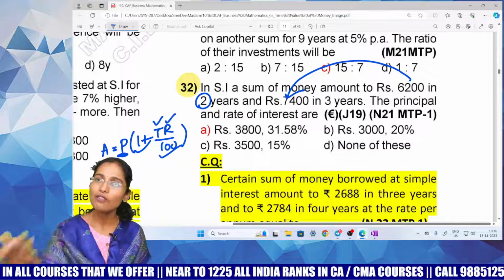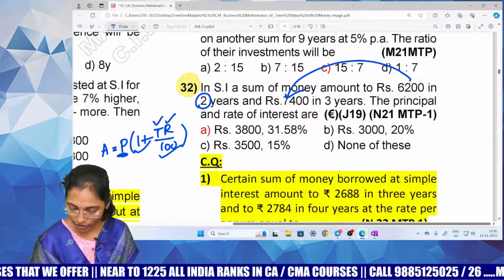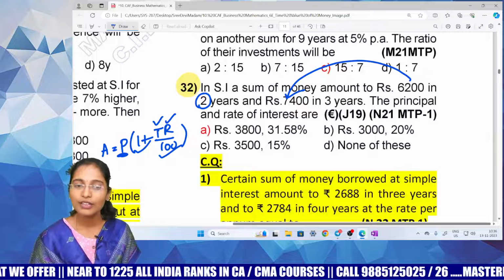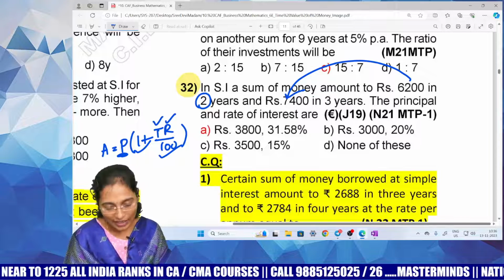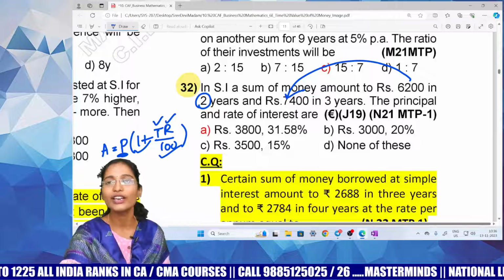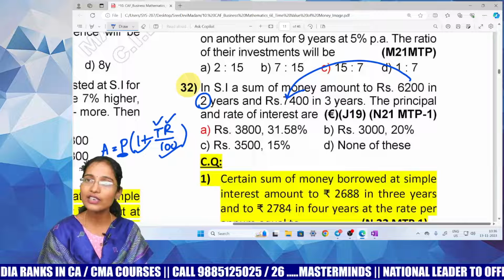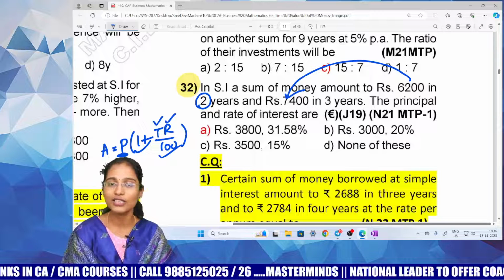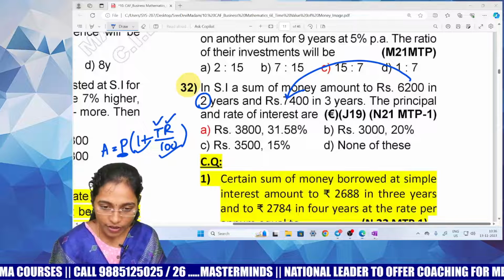So the difference between amount and interest is called principal, right? So calculate 6,200 minus 2,400, which is 3,800. 3,800 is your principal, no? This is another way to identify the correct answer. Of course, option D, none, is there. I'll calculate the rate of interest and then only I'll confirm option A is the correct answer. Or else, if you want to solve this question, let me show you the method.